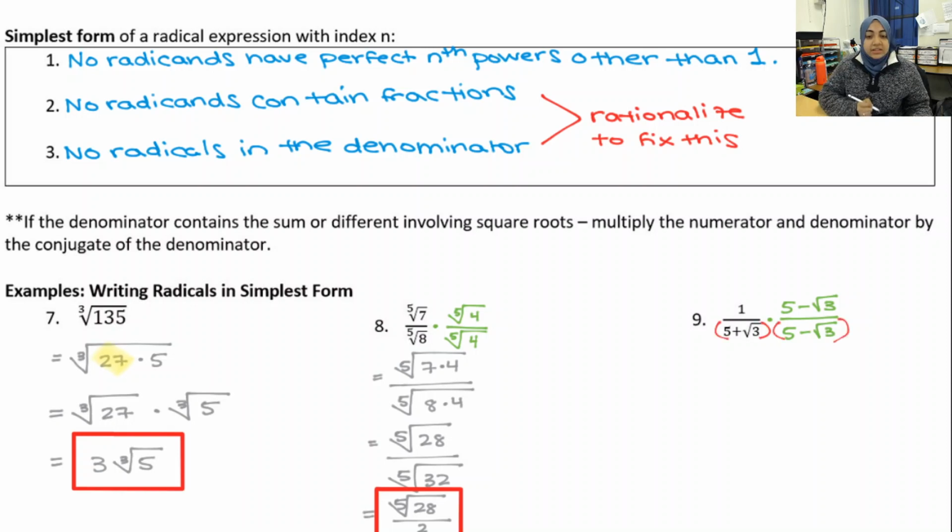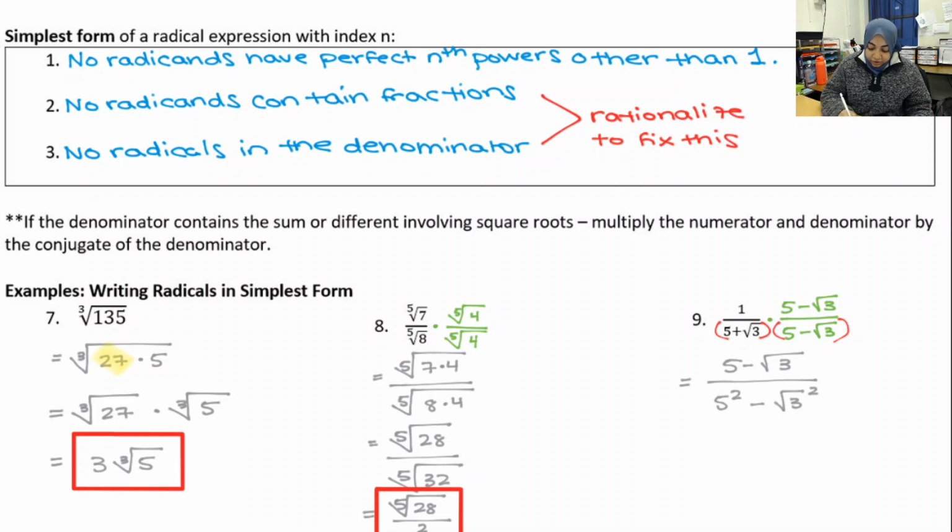That right there is the sum and difference pattern that we did so much back in Unit 5, okay? And we also learned about it back in Unit 4 when we were talking about quadratics. So 5 plus the square root of 3, 5 minus the square root of 3. Remember, that's a plus b times a minus b, which is the same thing as a squared minus b squared. So I know that in the numerator, of course, 1 times 5 minus the square root of 3 is just 5 minus the square root of 3 over a squared minus b squared. So 5 squared minus the square root of 3 squared.